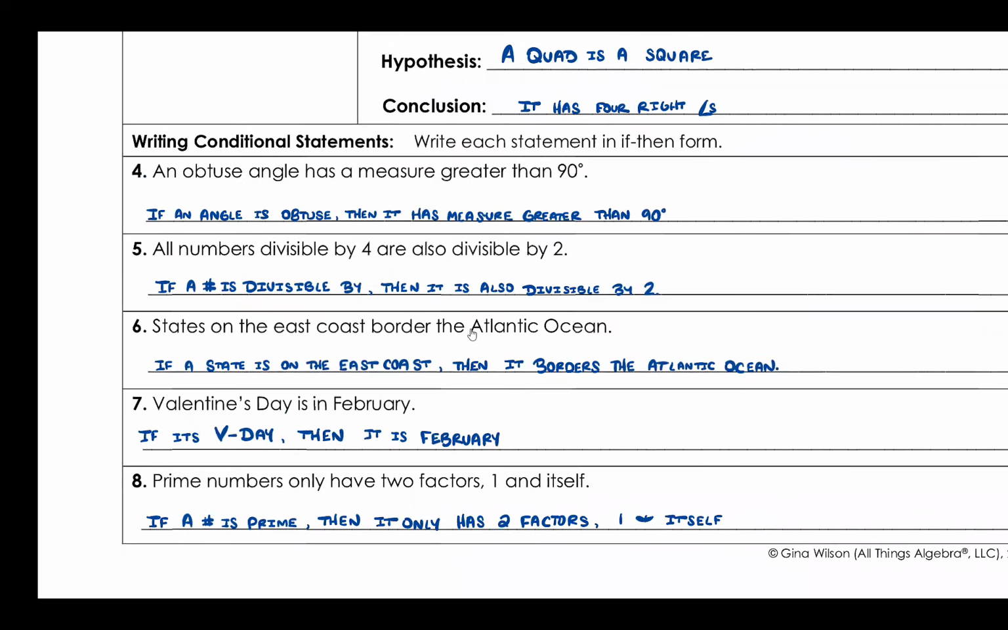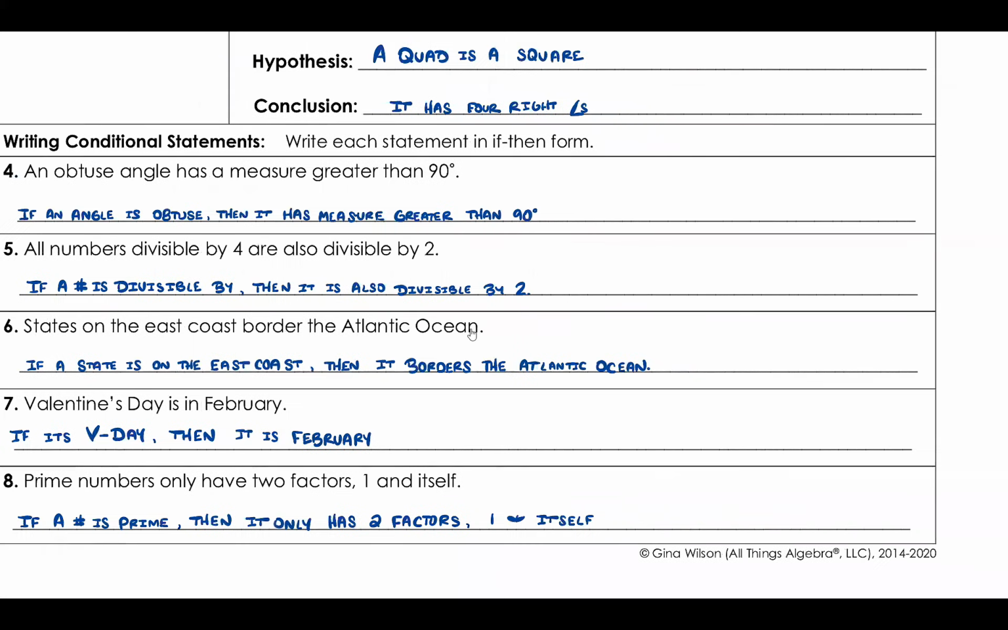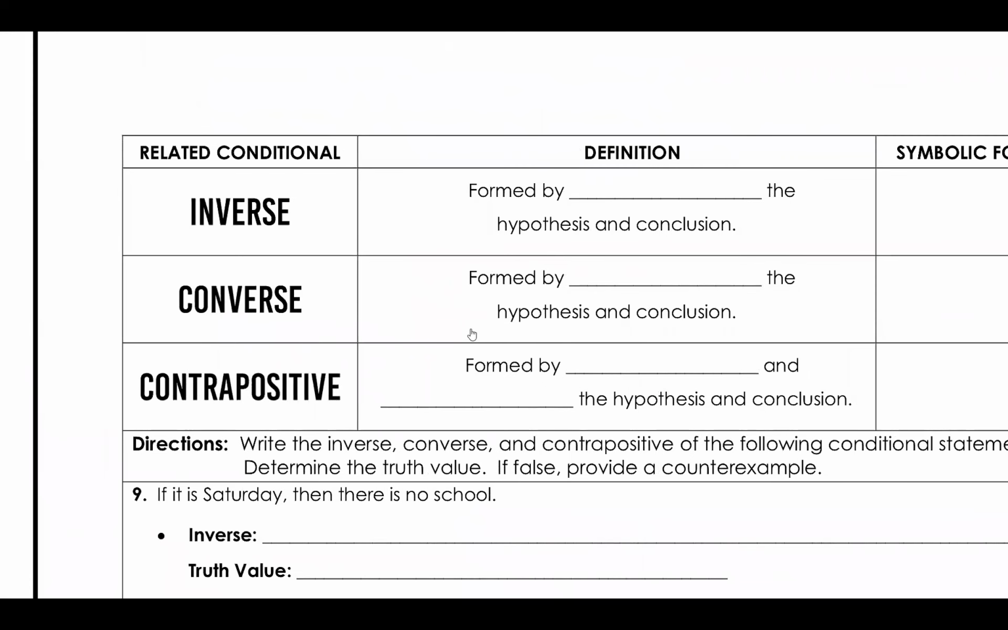All right, so those are our conditional statements. These statements are the skeleton, the shell of our next 4 statements. So here we go. We've got our inverse, our converse, and our contrapositive.